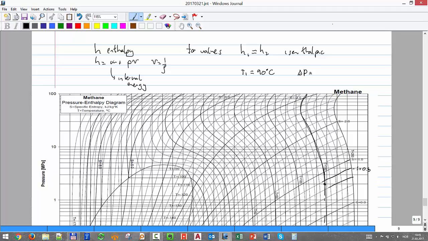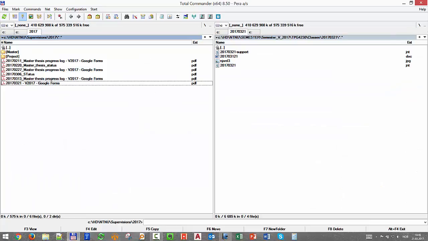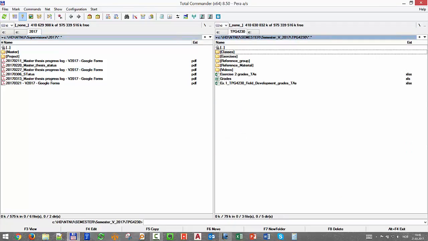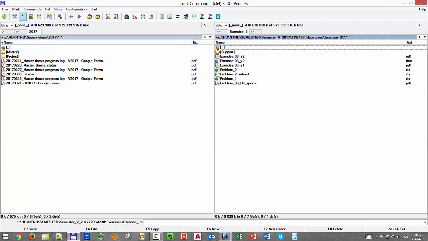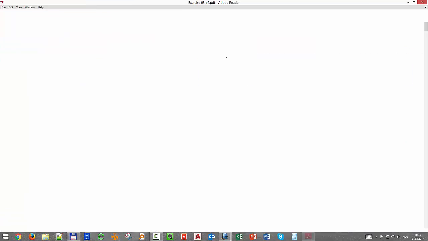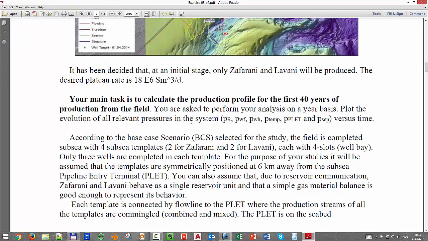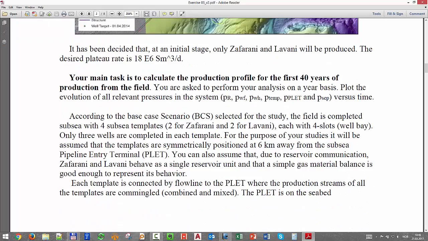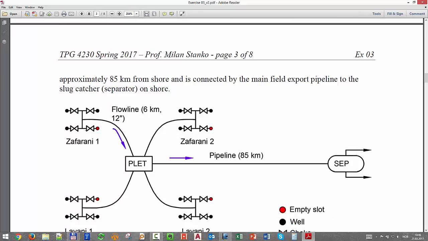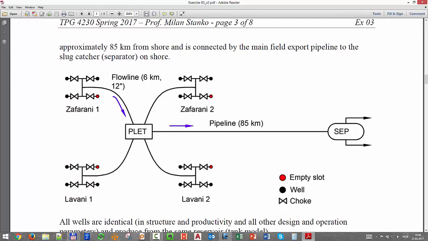Who has the computer there? Alexander, can you give us, do you have exercise 1 open there? Not right now. Where is it? Can you search it? Let's see which one is it. Exercise 3. Okay, exactly the problem of Tanzania. The delta P across the choke for the first year, and the wellhead pressure.